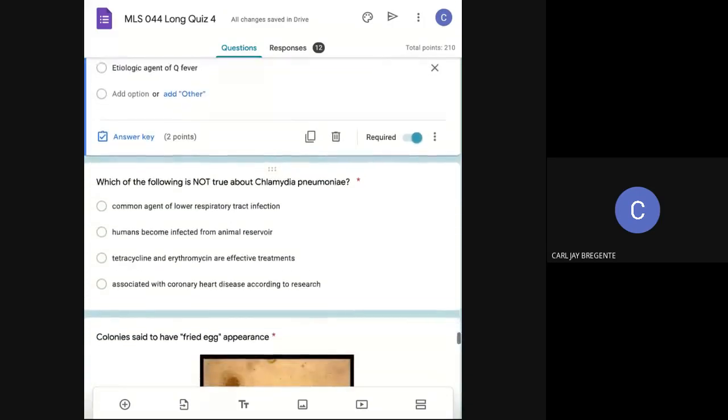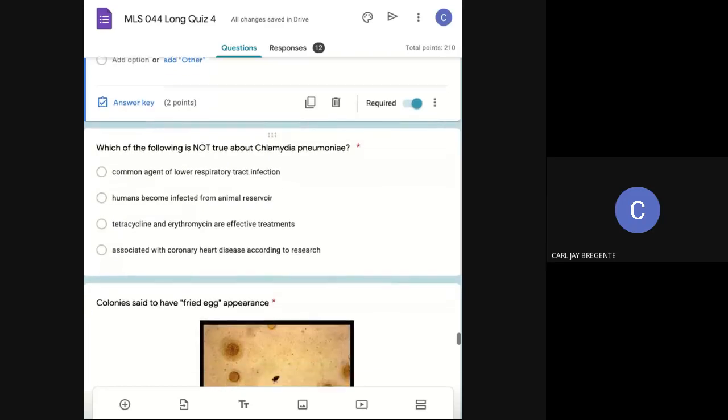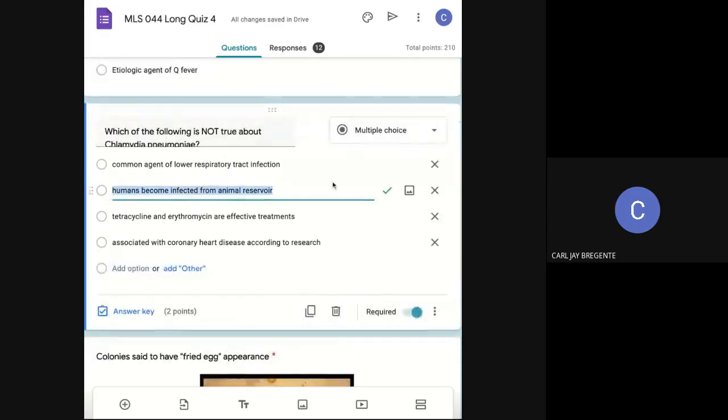Which of the following is not true about Chlamydia pneumoniae? Chlamydia pneumoniae is a common agent of lower respiratory tract infection. That is true. It is treated using tetracycline and erythromycin, and it is associated with coronary heart disease. Humans become infected from an animal reservoir. That is not true about Chlamydia pneumoniae.